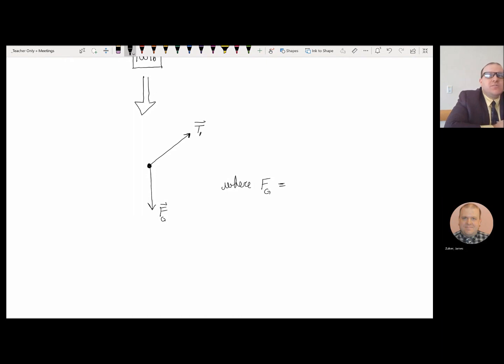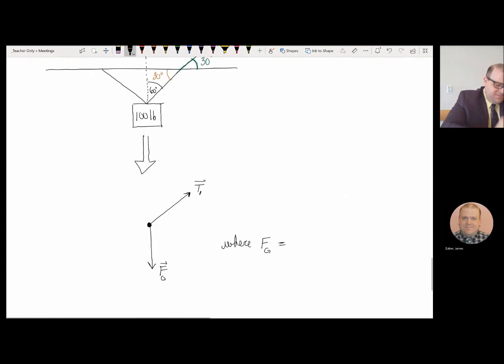What's the magnitude of the force due to gravity? 100 pounds. Remember, weight is a force. It's the force due to gravity. That 100 pounds is not a mass. I think the English unit of measure for mass is the slug.